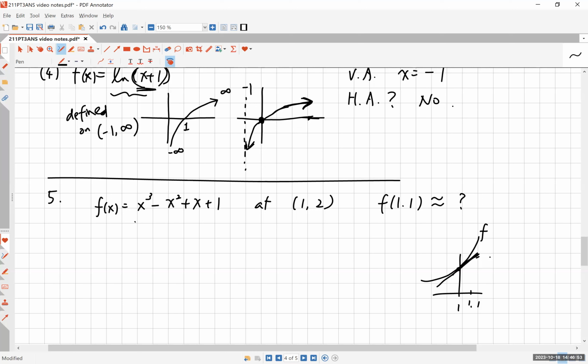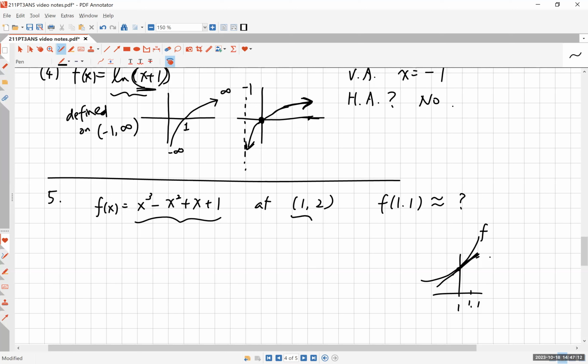Many times you don't have this explicit function. All you have is the value of f of 1 and the derivative, and you can try to estimate what f of 1.1 is by linear approximation. The slope is an essential feature of this, right? So you have to find the slope of the tangent line at 1.